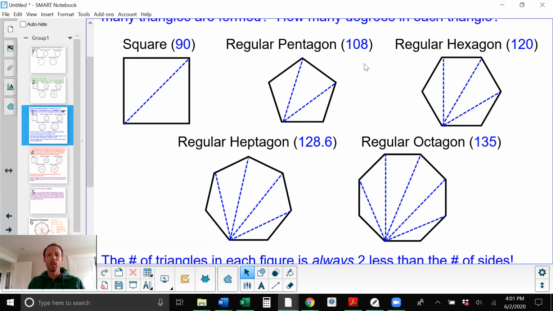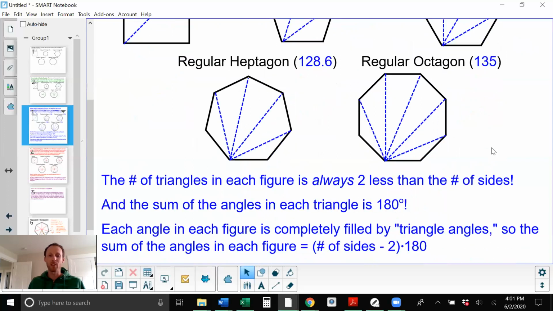With the pentagon, 1, 2, 3 triangles, okay? 3 times 180 is 540, divided by the 5 angles that we have, and that's where we get 108, okay?